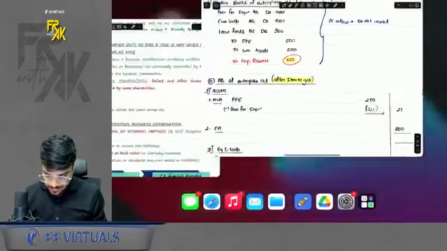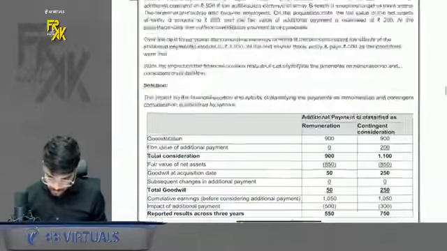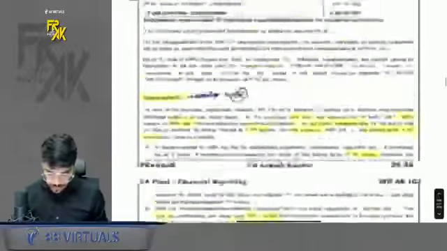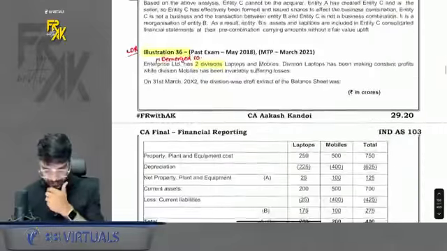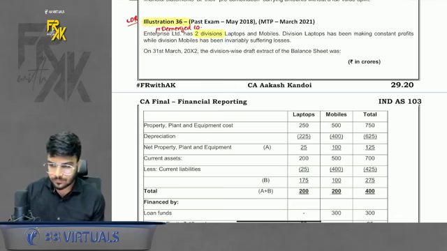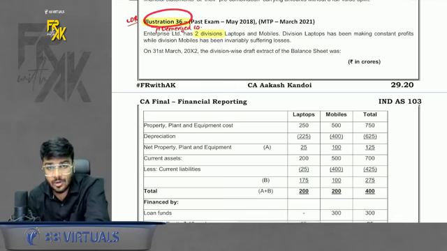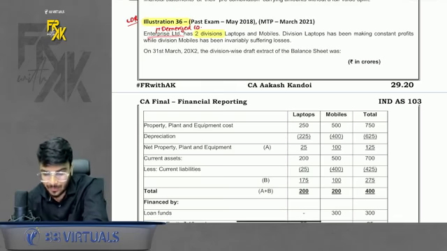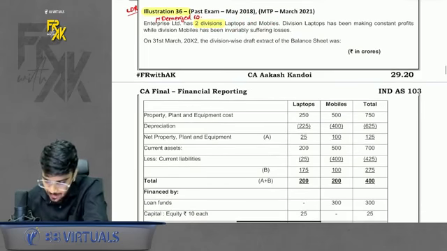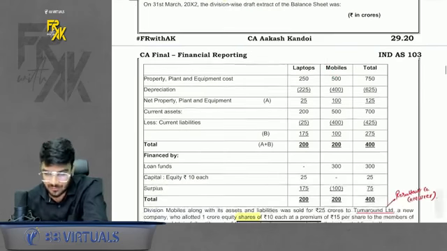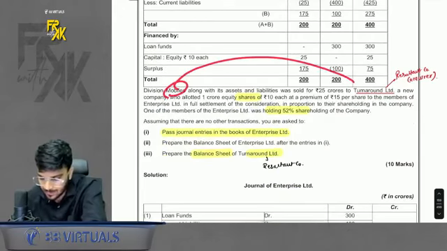Now we will revise some questions based on common control and demerger. Okay, so the first question which was there was illustration number 36, I guess. Okay, chalo, let's revise this question very easily. 36 talks about a company, Enterprise Limited, which has two divisions, laptop division and mobile division. Now what is happening is they are removing the mobile division. I'll just simplify this for you. So it has been transferred to Turnaround Limited.